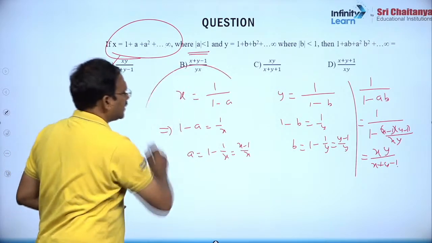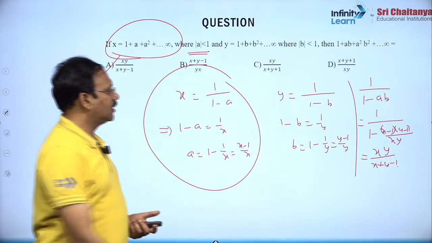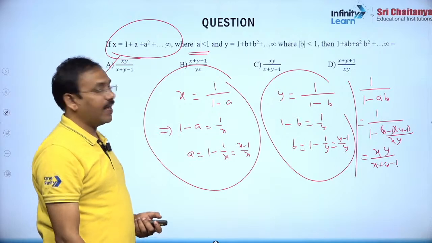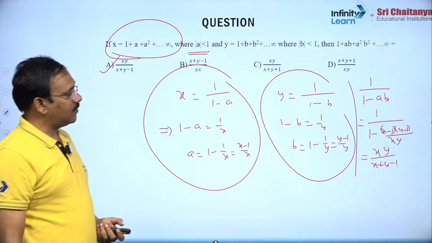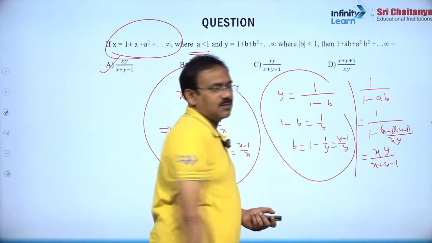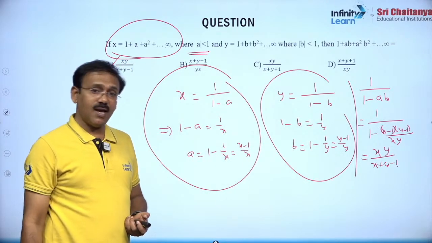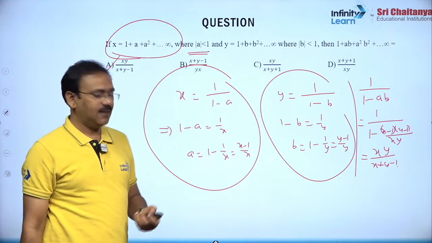Simple, आपको S infinity formula apply करना पड़ेगा. So यहाँ पर भी the point is we want that S infinity which is a by 1 minus r. You see my dear friends, here the answer is not in the form of ab, that means you have to replace a in terms of x, b in terms of y, right.